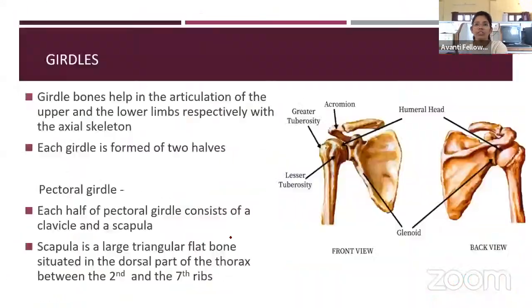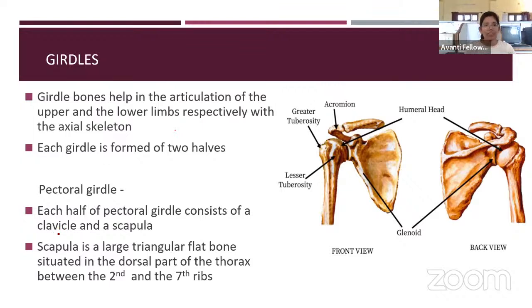Okay. So the last one we want to talk about is the girdles, where the hands are going to connect to the pectoral girdle, and the hind limbs will be connected to the pelvic girdle. The pectoral girdle has 2 bones on one side. Whenever I'm saying this, I'm talking about one side. On both sides, we have a pectoral girdle.